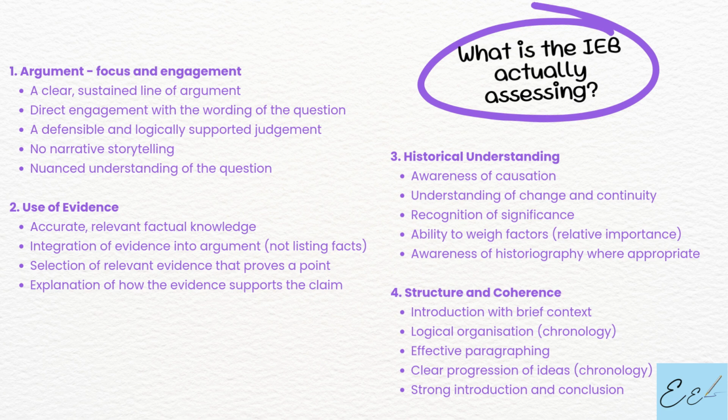You also need to show a historical understanding of the period in which you are dealing with in the question. This means that you have an awareness of causation or cause and effect. You understand things like change and continuity in history, and you recognize the significance of people, places, and events. You should also be able to weigh certain factors. In other words, look at the relative importance of certain people, places, and events in relation to each other.